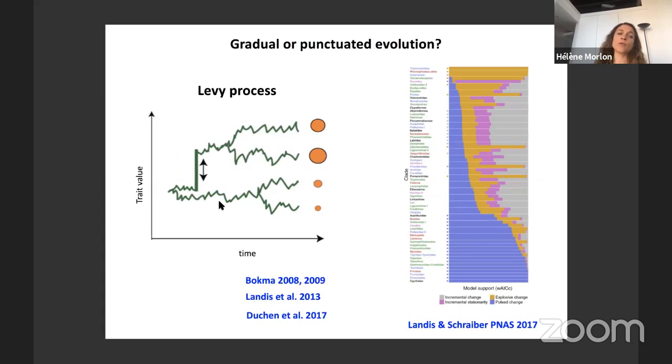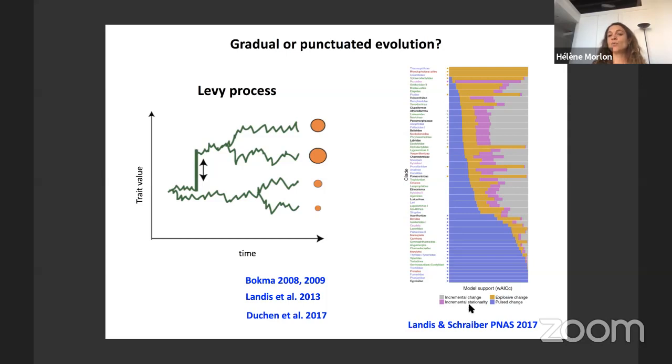Yeah, there's been some efforts to include these jumps in trait values in the diffusion processes. So for example, using Levy processes, and this has already been developed to model the evolution of phenotypic data on phylogenetic trees. And when we look at the support for such models in empirical data, here we have the model support for either models with incremental change. So for example, it would be the simple Brownian process.